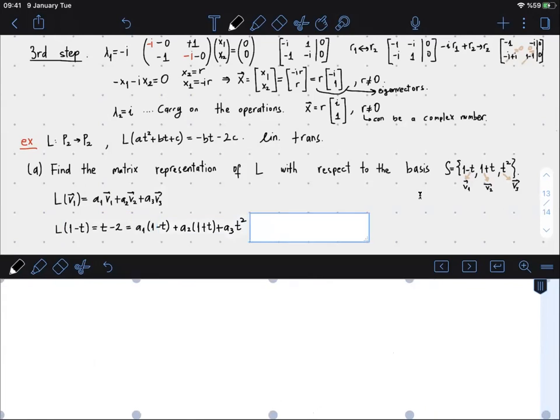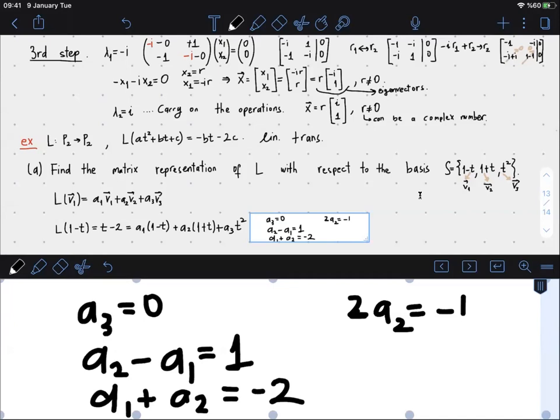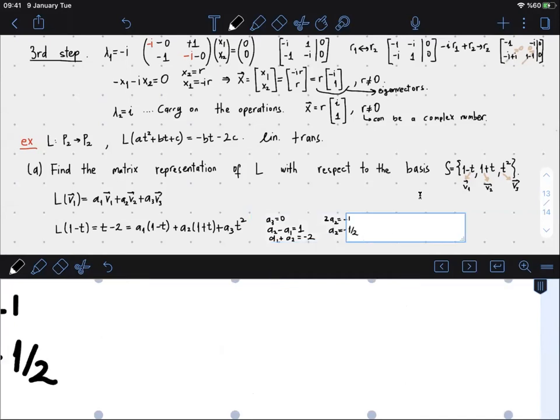From here, we see A3 must be 0. If I look at the t coefficients, I get A2 minus A1 should be 1, because the corresponding t coefficients must be equal, and A1 plus A2 should be minus 2. So what is the solution for these two equations? If I add these last two equations, I get 2A2 equals minus 1, and A2 should be minus 1 over 2. And what about A1? A1 will be minus 3 halves, right?